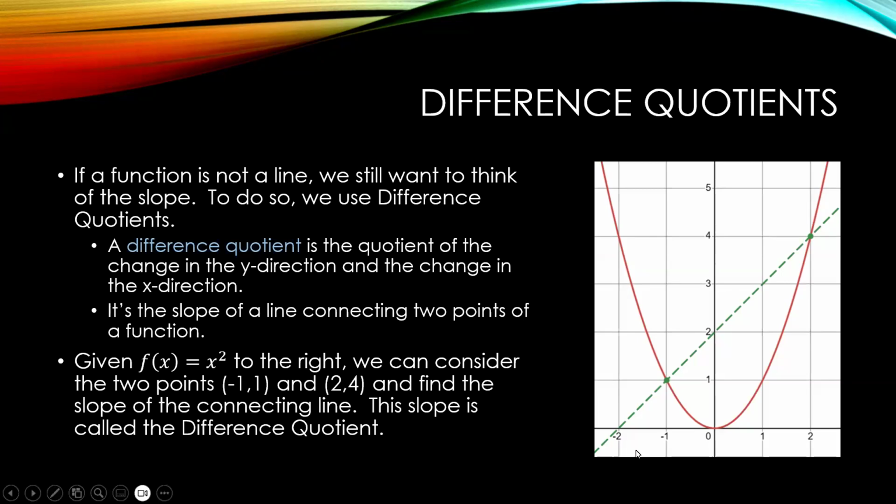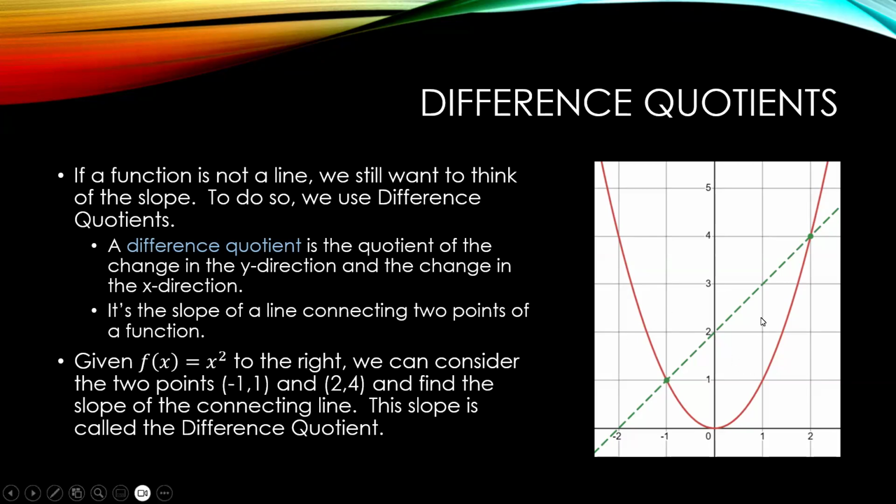A difference quotient is the quotient of the change in the y direction and the change in the x direction, which is really what our slope was. It's just we have to have a couple of points in order to figure out the difference quotient. It's the slope of a line connecting 2 points on a function. So in this example, given f of x equals x squared to the right, we can consider the 2 points (-1, 1) and (2, 4) and find the slope of the connecting line. The slope is called the difference quotient.